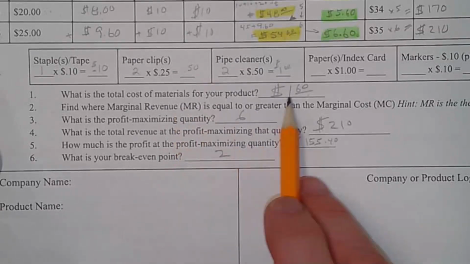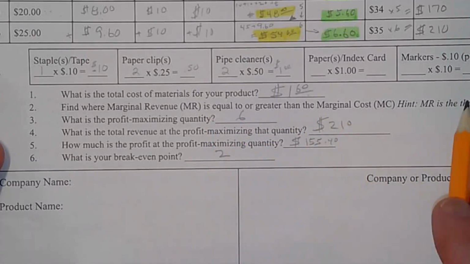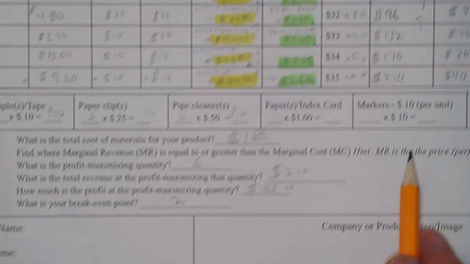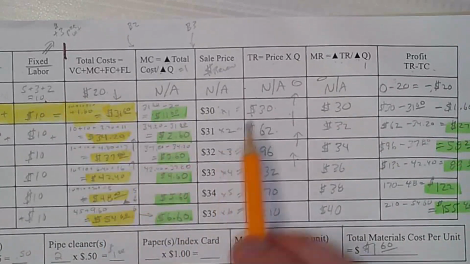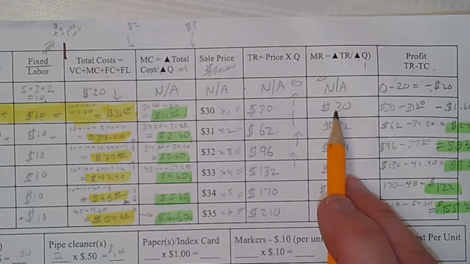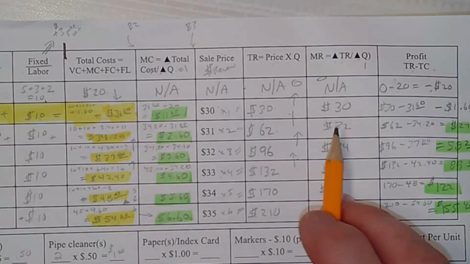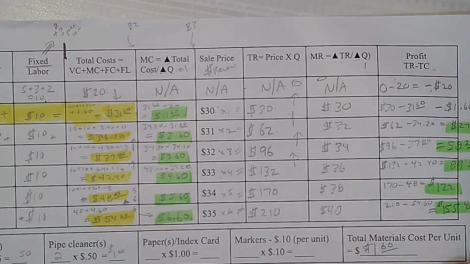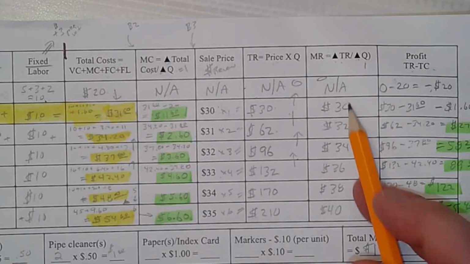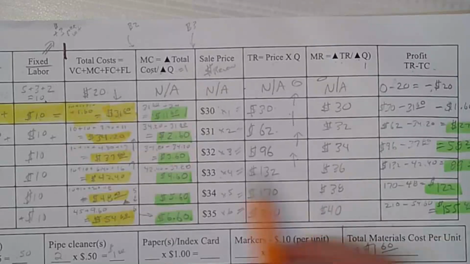So the cost of my product was $1.60. Now I need to find where marginal revenue is equal to or greater than marginal cost, and that's where we're going to know where we should start producing. Well, at 30, marginal revenue is not exceeding $31.60. My marginal revenue of 32. So at no point does our marginal revenue exceed our marginal cost. It's not equal to or greater than at any one point.